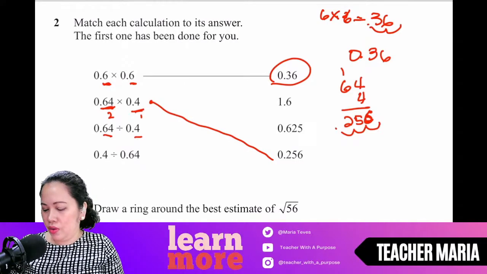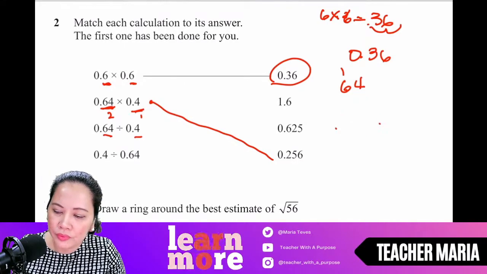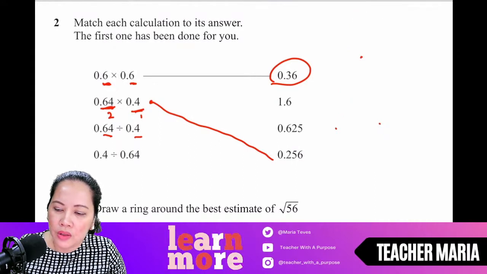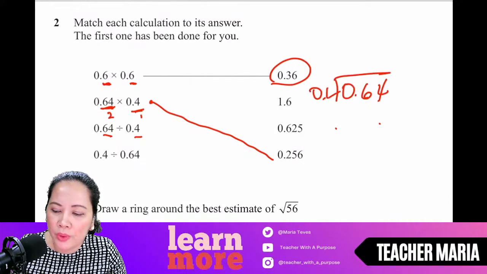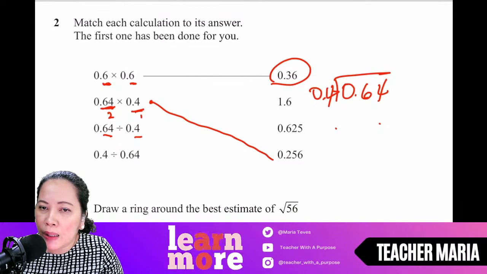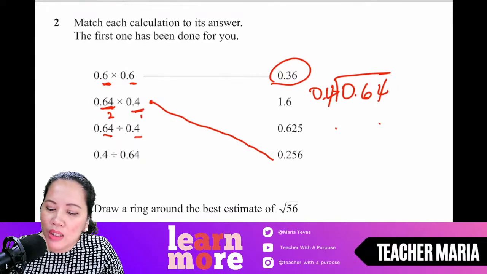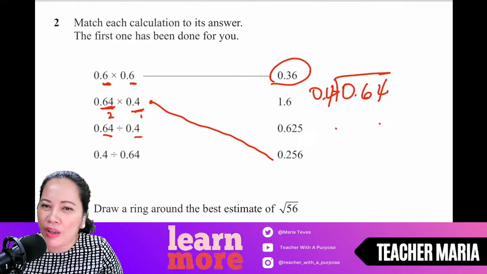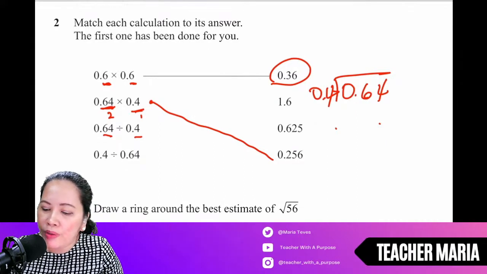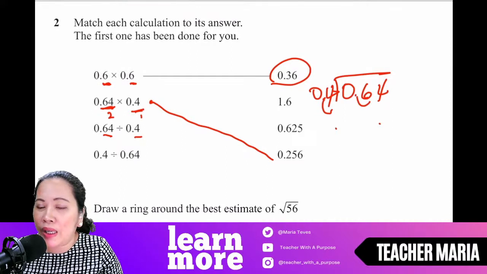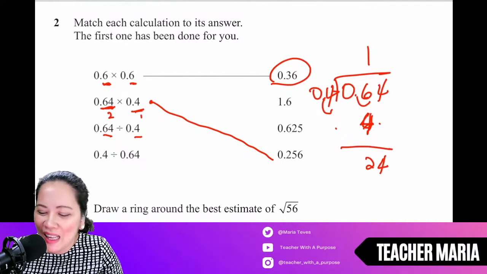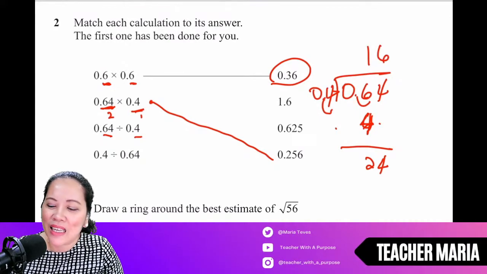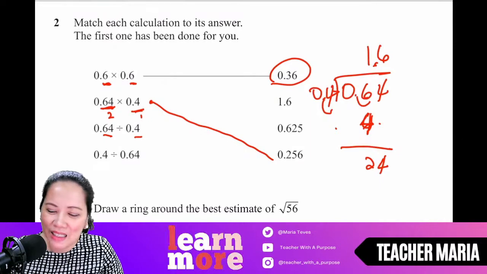All right. So you have 0.64 divided by 0.4. So for you to be able to divide this, you need to move the decimal place so that at least you will have a whole number. So that's 0.4, you move 1, you also move this for 1. So 6 divided by 4, you have 1. That is 4, then 24, and then you have 4, that means it's 6. So that's 1.6, okay?